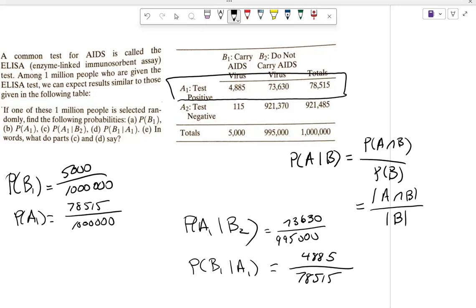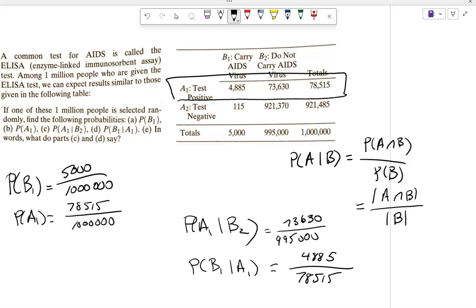Okay, where are we getting those numbers from? The last part asks in words, what do these things say? So let's look at part C and see if we can interpret what's being said here. What does B2 say? Negative. How many tests positive but don't actually? Okay, so is this given what?